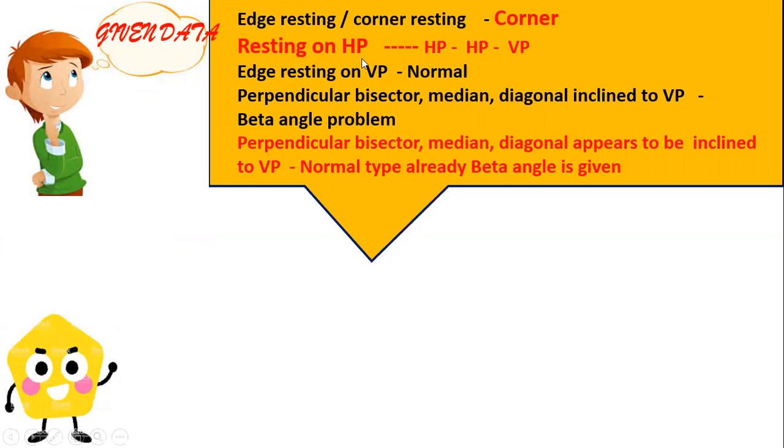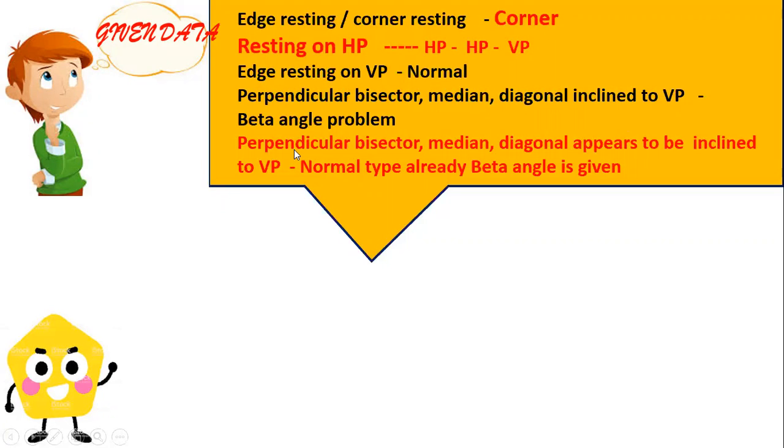There may be three types of problems. If an edge is resting on VP, it will be considered a normal problem because there is no difference in dimension from the first position to the second position. If in the problem a perpendicular bisector or a median or a diagonal comes into picture and it is inclined to VP, then it is a beta angle problem. Inclined to VP or inclined to HP, then it is a beta angle problem.